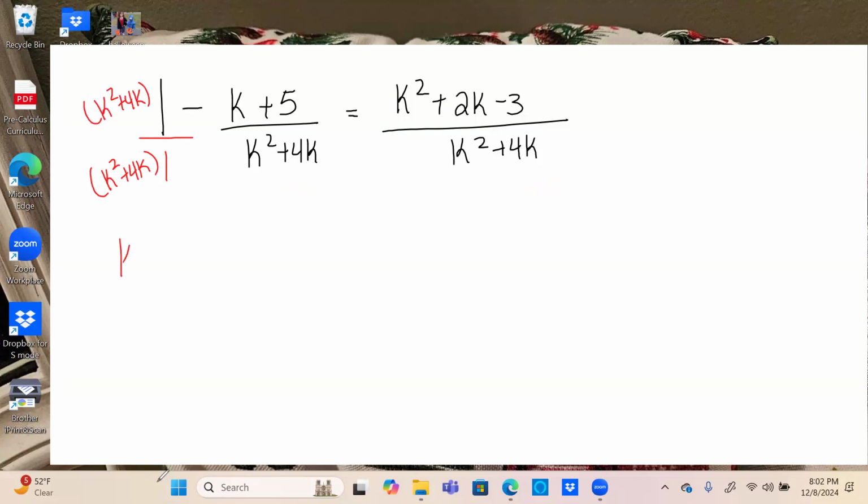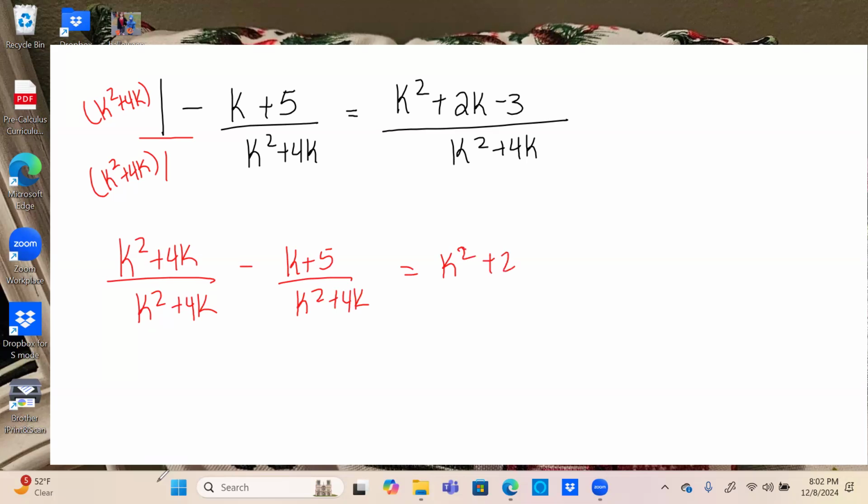Okay, so that leaves us k squared plus 4k all over the same thing minus k plus 5 all over the same thing equals k squared plus 2k minus 3 all over the same thing. And now the rule is when you have the same denominator all the way across, you can really just ignore it and just solve the top.